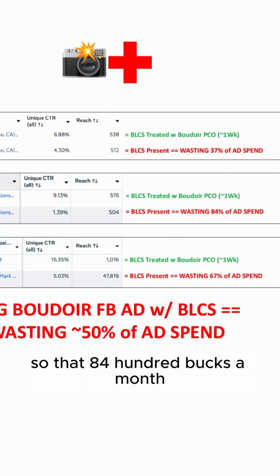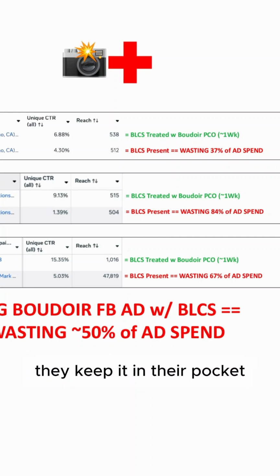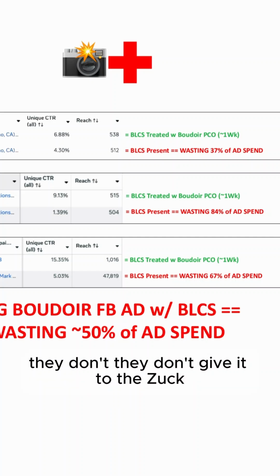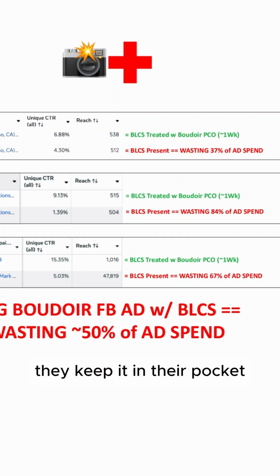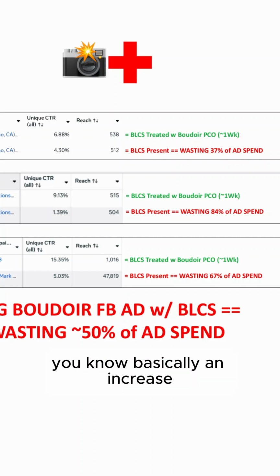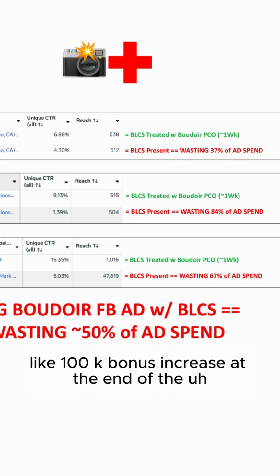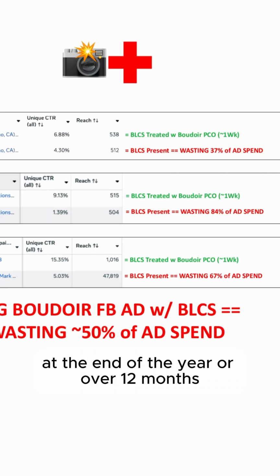So that 8,400 bucks a month that no longer has to be spent, the Boudoir photographer pockets it. They keep it in their pocket. They don't give it to the Zuck. They keep it in their pockets, kind of like an $8,400 a month phantom bonus increase. Basically, like a 100K bonus increase at the end of the year, or over 12 months.